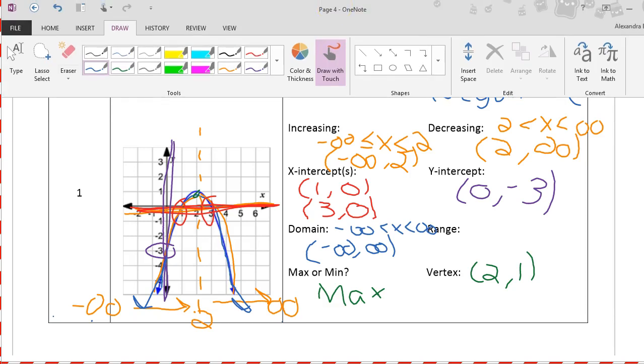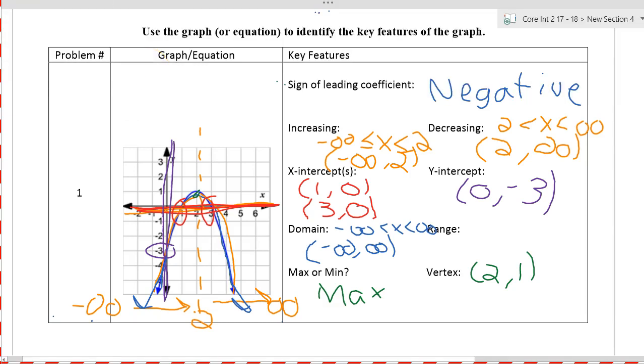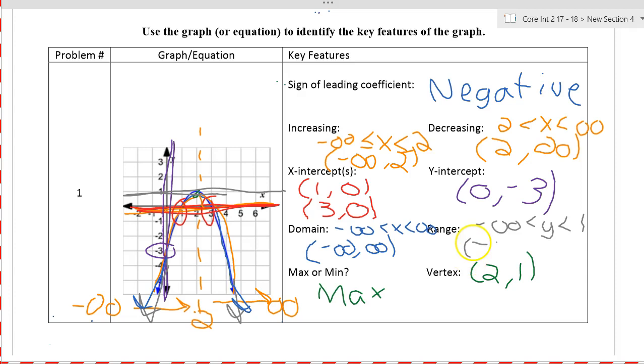Now let's look at our range. Our range is bottom to top. These are going down. Down would be negative infinity, less than y, which is less than, it goes up to here, right? This is where it stops, 1. So that would be negative infinity to 1. Alright, now I have filled in all my information about this graph. Go ahead and go on to the next page.